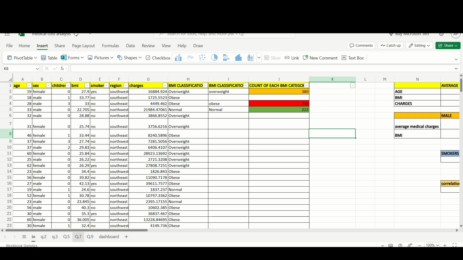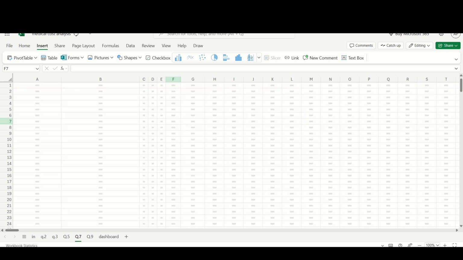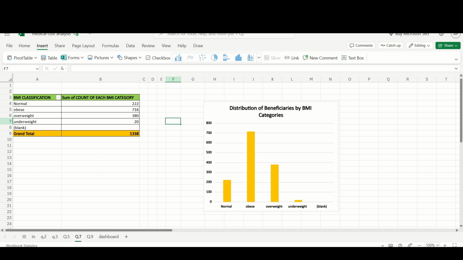Also, I have used a pivot table to see the data clearly. You can see in the pivot table, it is showing four categories: normal, obese, overweight, underweight, and their count. And this is the cluster column chart. The obese category has a higher bar than the others, so it became easy to understand the data.